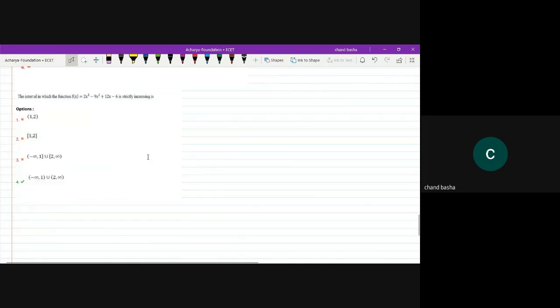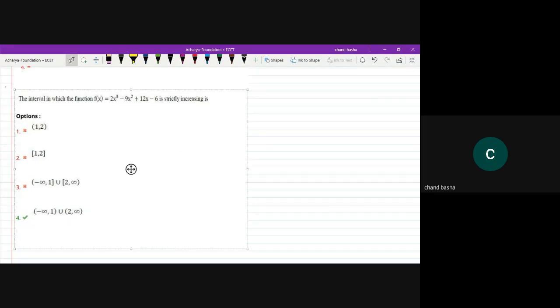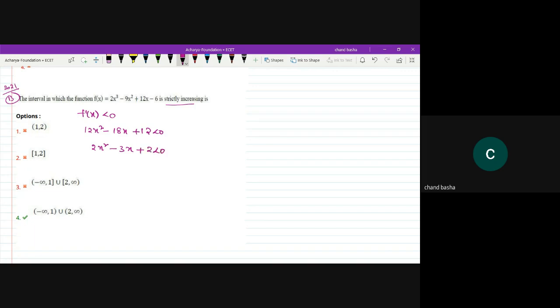F dash of x, already we have the options. F dash of x less than 0. Increasing means strictly increasing. F dash of x which is less than 0. 3 comes out, you get 12 times x square minus 18 times x plus 12 which is less than 0. So 2x square minus 3x plus 2 which is less than 0.